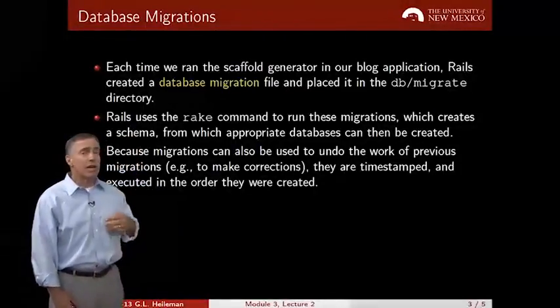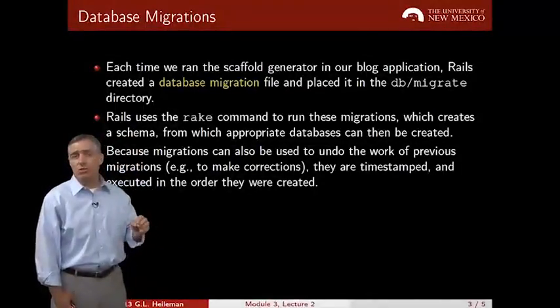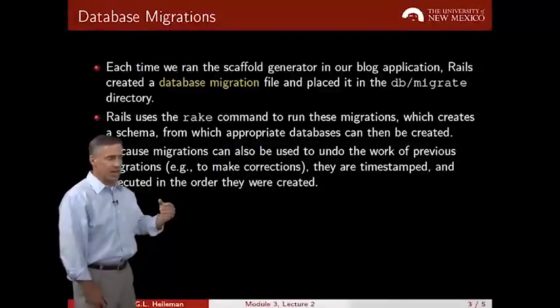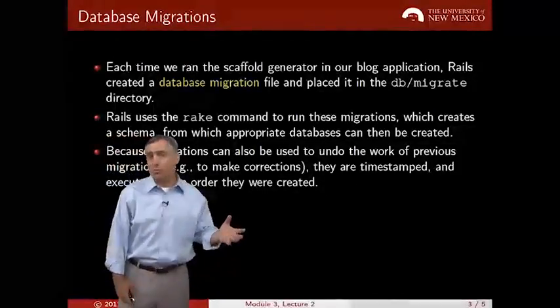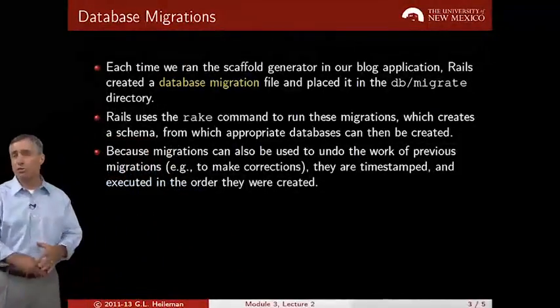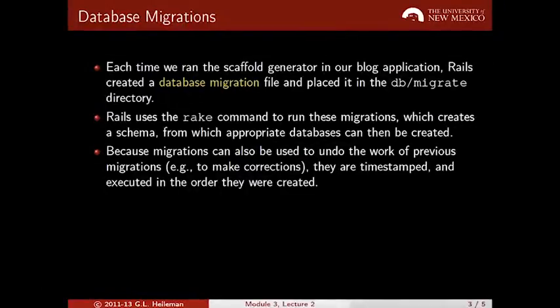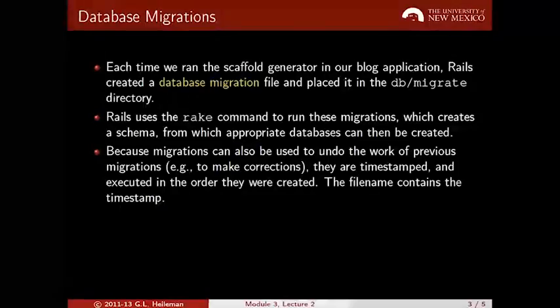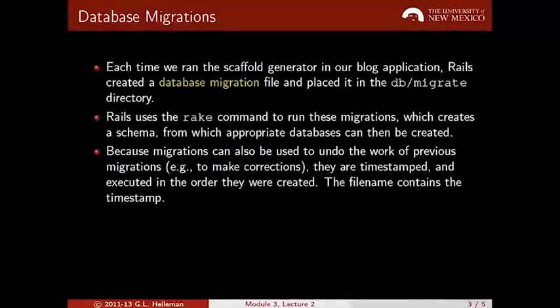Now, because migrations, we'll see later, can also be used to undo things. If you made a mistake or there's a particular attribute you'd like to remove from the database, you can write a migration to remove those. So the migrations have to run in the order that they were created. In order to do that, there's a timestamp that's associated with each of these migrations. So let's take a look.